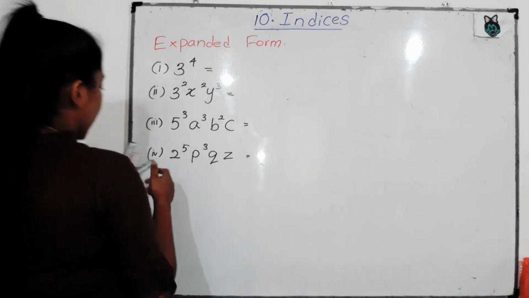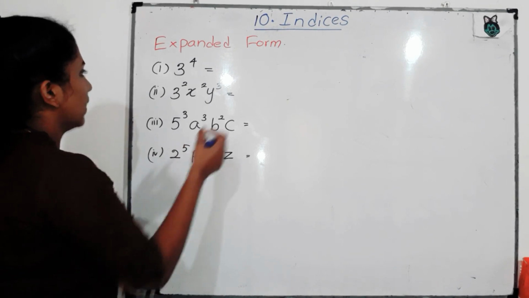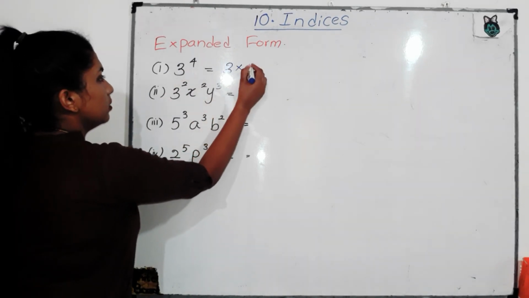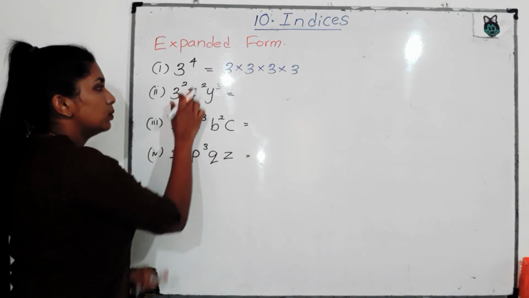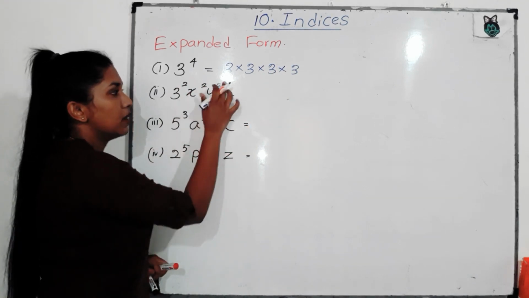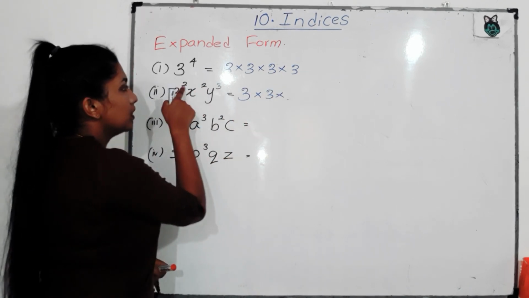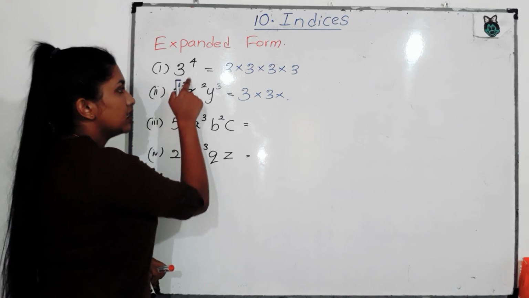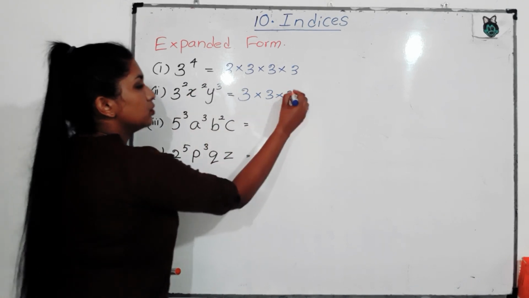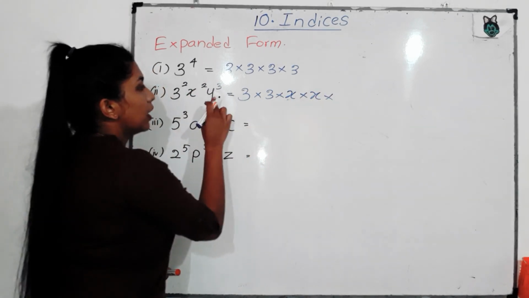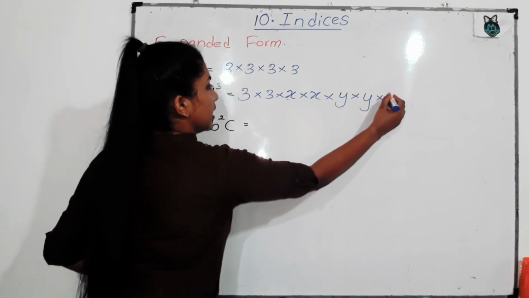Okay, how can we expand these indices? We know how to expand this one. 3 to the power 4 is 3 into 3 into 3 into 3. And this one, 3 to the power 2, x to the power 2, y to the power 3. Then 3 to the power 2 is 3 into 3. Because this index is 2, we have to write 2 3's. x to the power 2, then x into x. And y to the power 3, we have to write y 3 times.